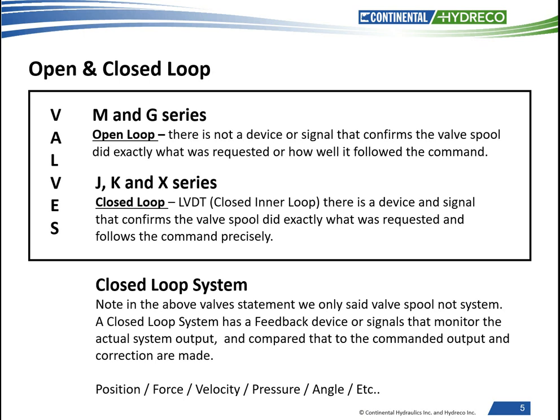A closed outer loop will have a device that will provide a feedback signal from the actual work being controlled. Position, force, velocity, pressure, load. These signals are used by the motion controllers that will then compare the desired result to the actual result. Any errors then are corrected and a new signal is sent out to the valve to make these corrections.